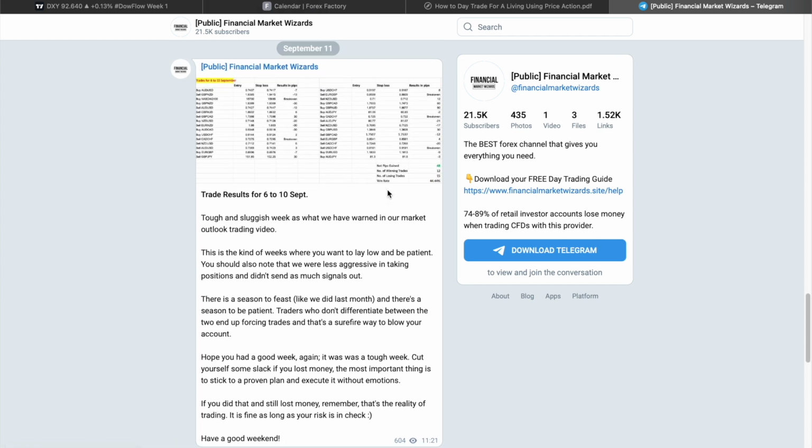So you can see right here that from 6 to 10 September, we were only up about 48 pips. So it's not fantastic results. But we do have weeks where the market is rather sluggish, and that's why we didn't really make much money. But that's just the reality of trading.